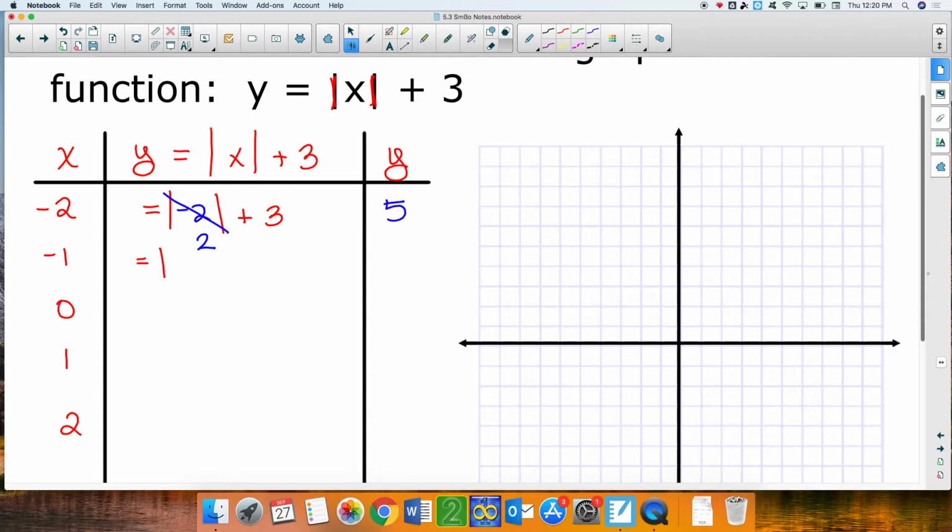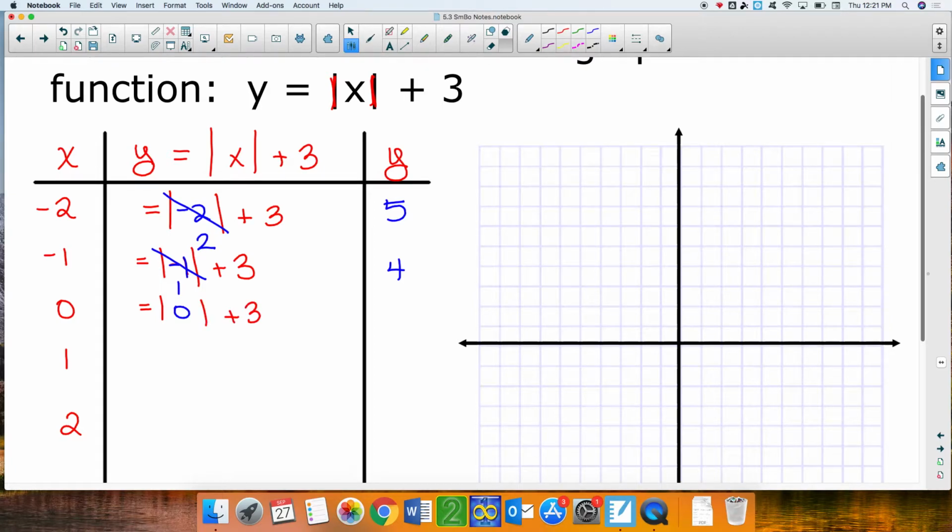Now we're going to plug in -1 into the absolute value. So the absolute value of -1, remember, everything pops out positive. So it's distance. So 1 plus 3 is 4. Now we're going to plug in 0 into this absolute value.